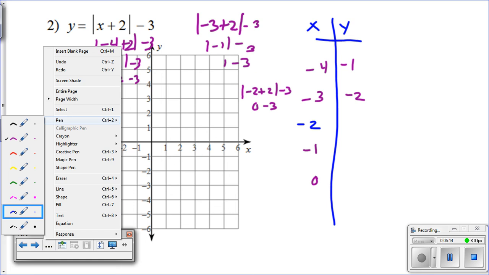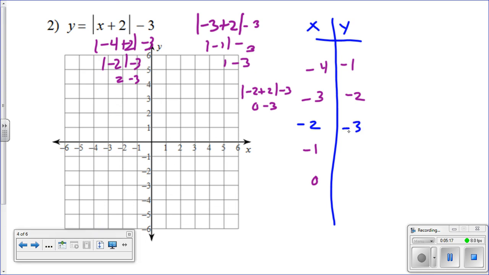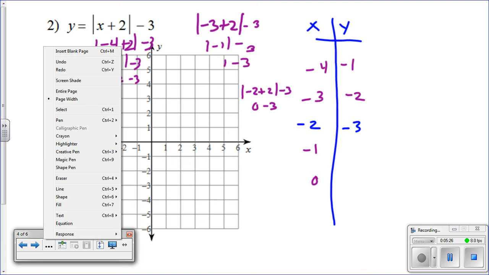I will color code that. That's known as our vertex. That's where it's going to change. And you know that term vertex. We've been talking about that. That's something that we have in quadratics.